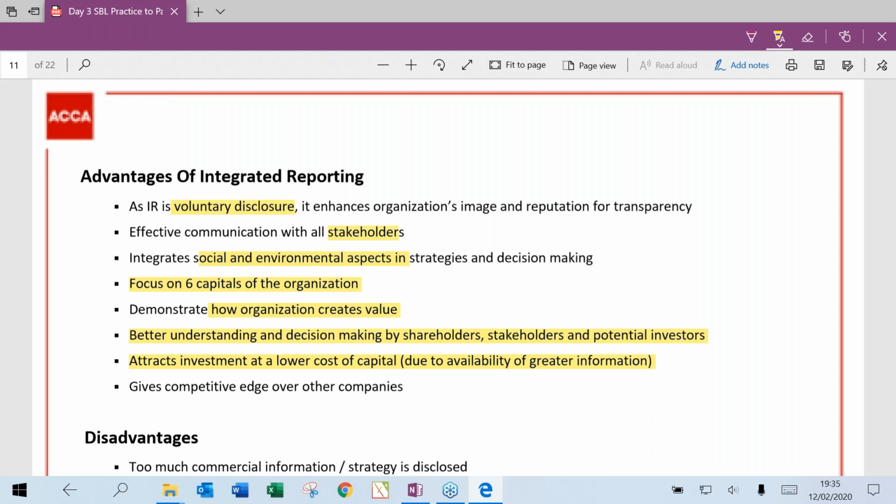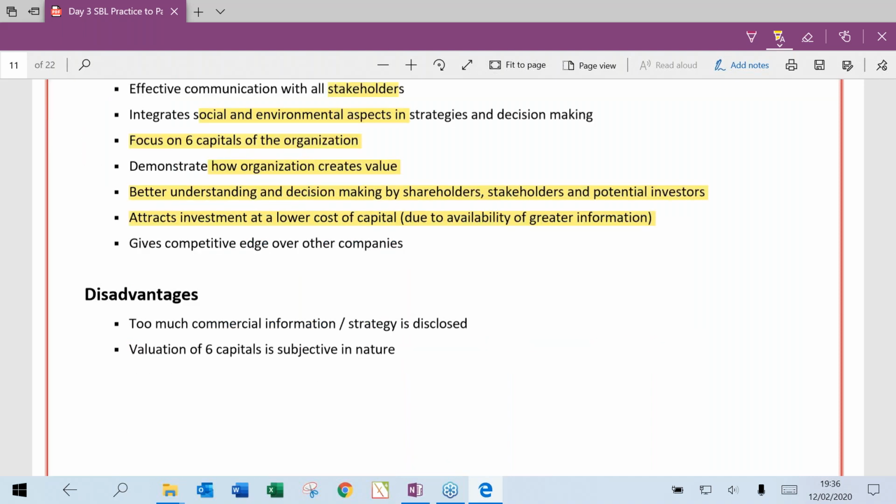So the biggest one would be, since it's a voluntary disclosure, it enhances the reputation of the organization. It is a very effective communication tool with all the key stakeholders. It focuses on social and environmental aspects as well. It covers the six capitals, and it shows how the organization creates value in the short, medium, and long term. Right, but then there are certain disadvantages.